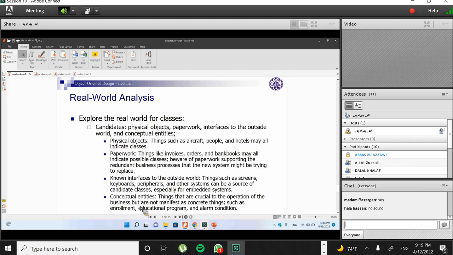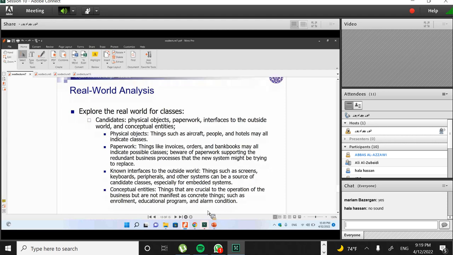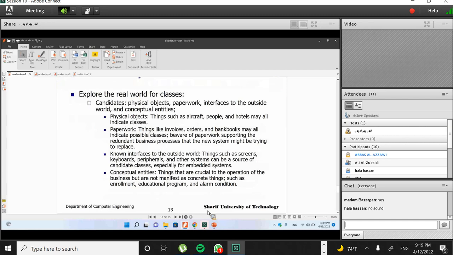Interfaces to the outside world, and so on. Please read these comments about this. Or conceptual entities, things that are crucial to the operation of the business but are not manifest as concrete things, such as enrollment. Enrollment is a conceptual entity which could define a class, or an educational program. All of these concepts could be defined as classes of our system.